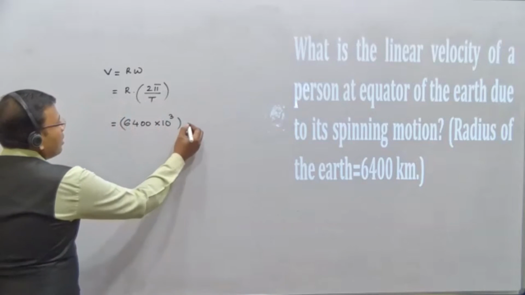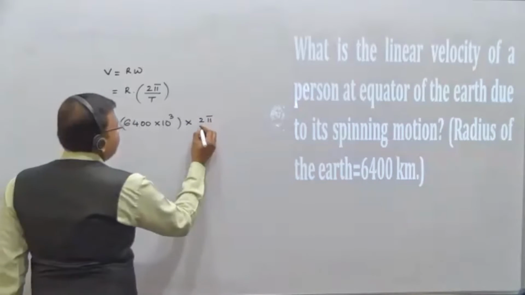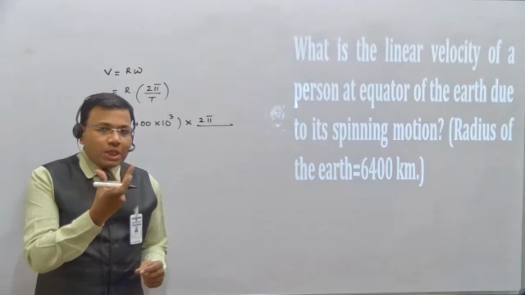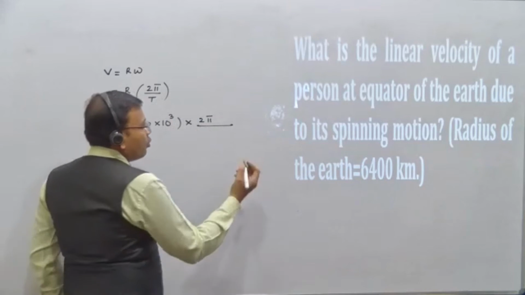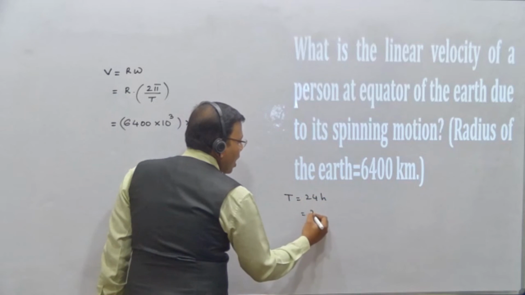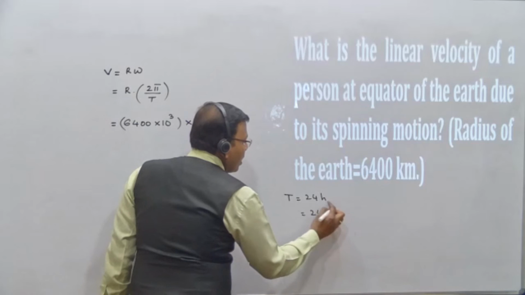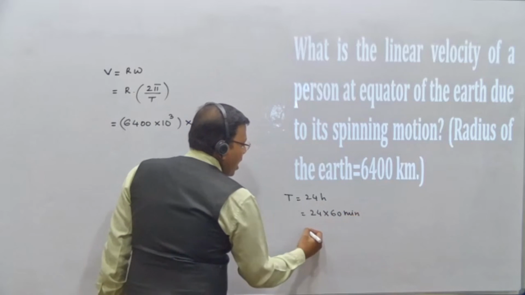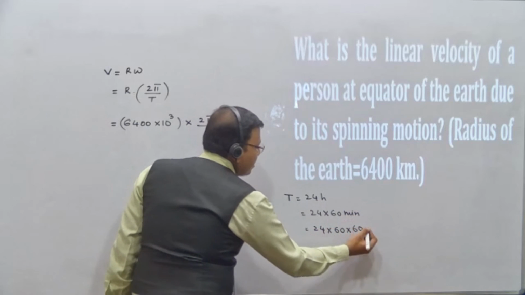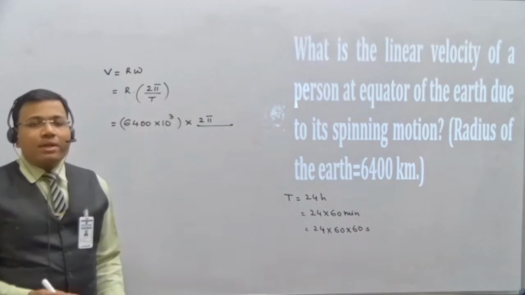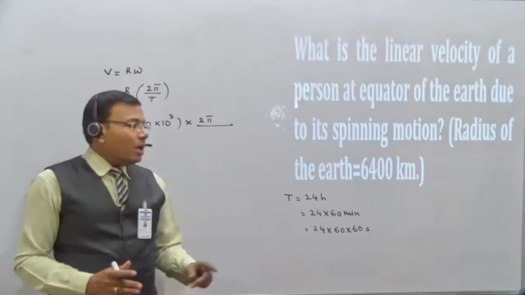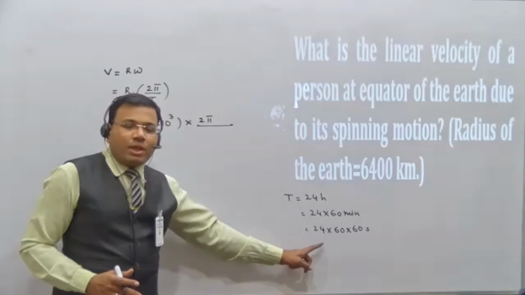Now students, this is 2 pi as it is. What is this t? T is the time period of rotation of the earth. Now, what is the time period of the rotation of the earth? I'll take here 24 hours. 24 hours means 24 into 1 hour is 60 minutes, and 24 into 60, and 1 minute is 60 seconds. Why am I expressing in seconds? The reason is that the SI unit of time is second. So therefore, we are expressing the time period in terms of seconds.